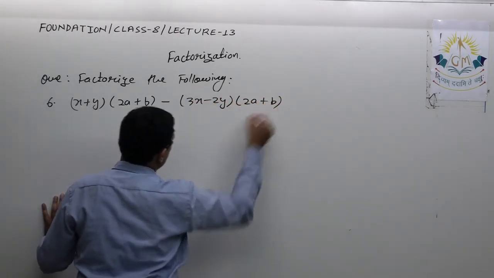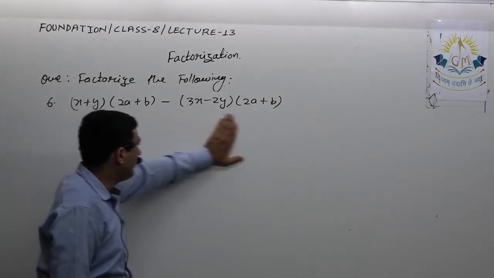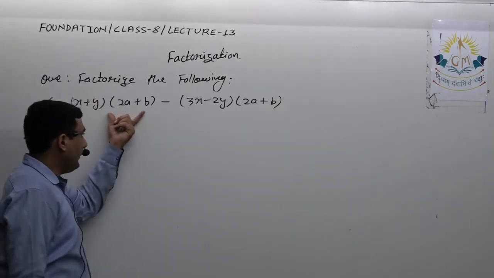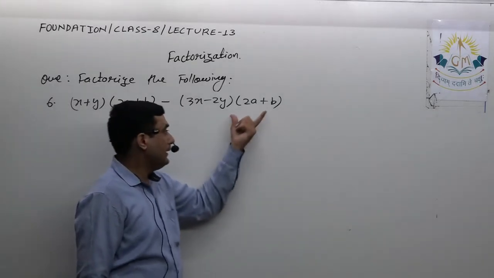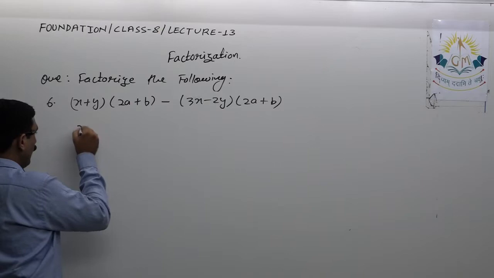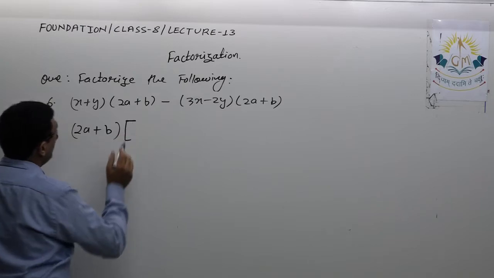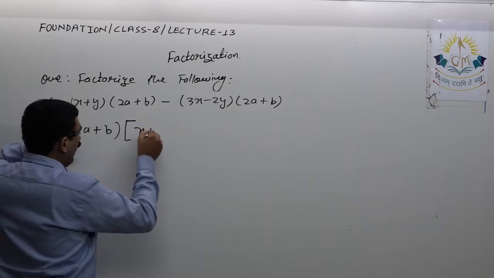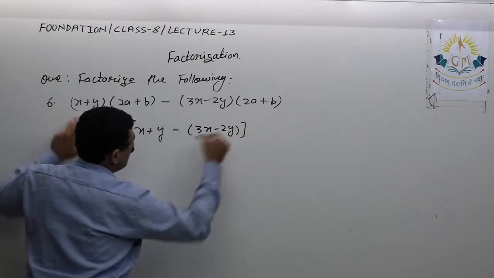Okay, so again, the very first thing that we have to do is observe the given expression, and when we observe, we find that 2a plus b is a part of the first term as well as a part of the second term. That means 2a plus b is common in these two terms. So I will take that 2a plus b common. When I take it out, I will be left with x plus y over here minus of 3x minus 2y over here.